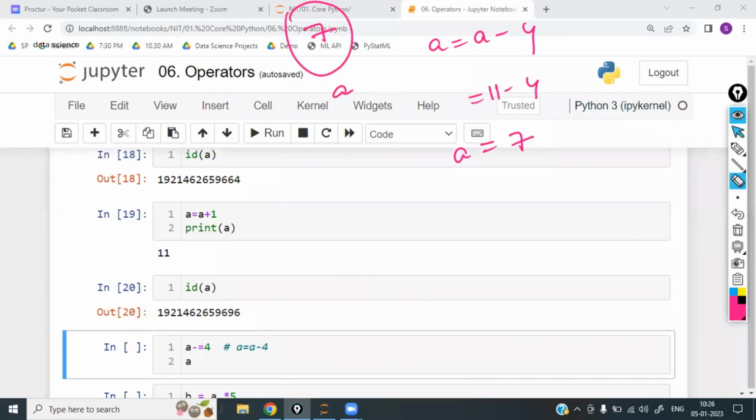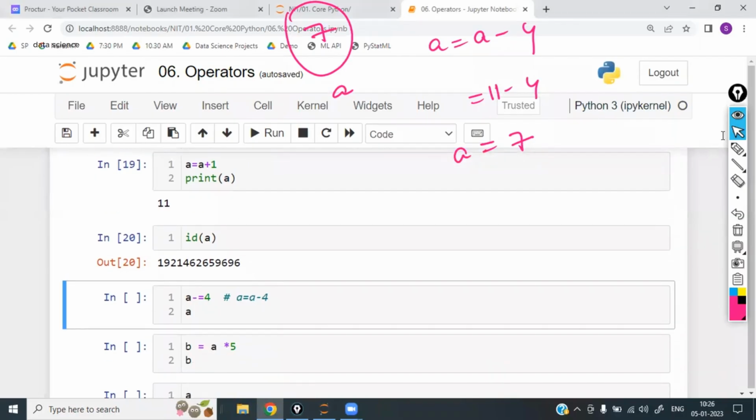So again, what is the value of a? I'm going to print it as 7. Now a is equal to a minus 4. The same thing you can represent like this: a minus equal to 4. Both of them are the same, right?